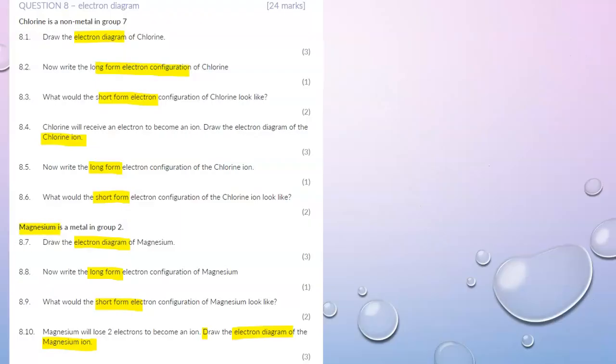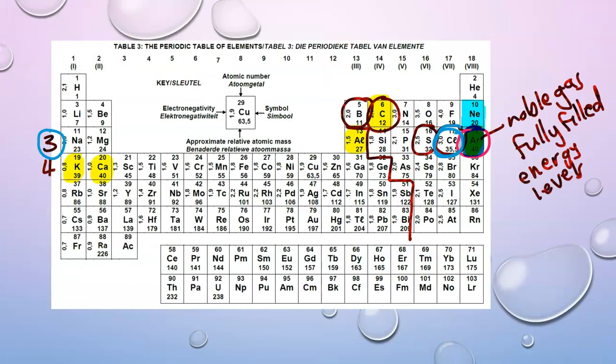The next one we're looking at is magnesium, dear Maggie, and Maggie is there. She's number 12 in our periodic table. Now Maggie is a metal, so I am going to use yellow. So Maggie, first we're looking at the neutral atom, and if we look at the neutral atom, she will have 12 electrons. Let's first just put them in. 1, 2, 3, 4, 5, 6, 7, 8, 9, 10, 11, 12.